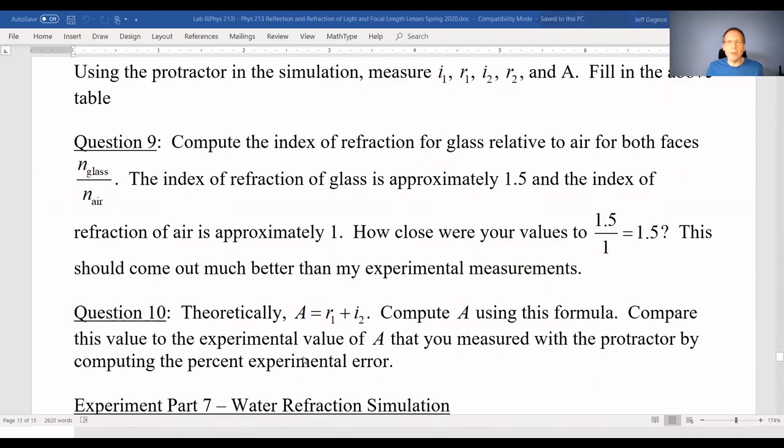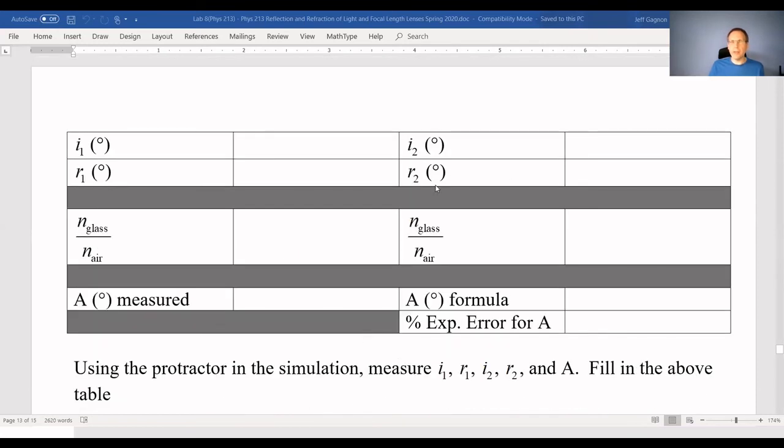Okay, then question 10 was calculate the prism angle theoretically. Well, that was simply R1 plus I2. So whatever you measured in the simulation for R1 and I2, just add them together. That's going to be your A formula, and then compare that to what you actually measured from the simulation using the protractor or the angle itself. And we got around 60, and hopefully this is pretty close to 60. And then compute that percent experimental error, compare these two values. These you don't have to compare, just maybe comment on the fact that hopefully they were close to 1.5.